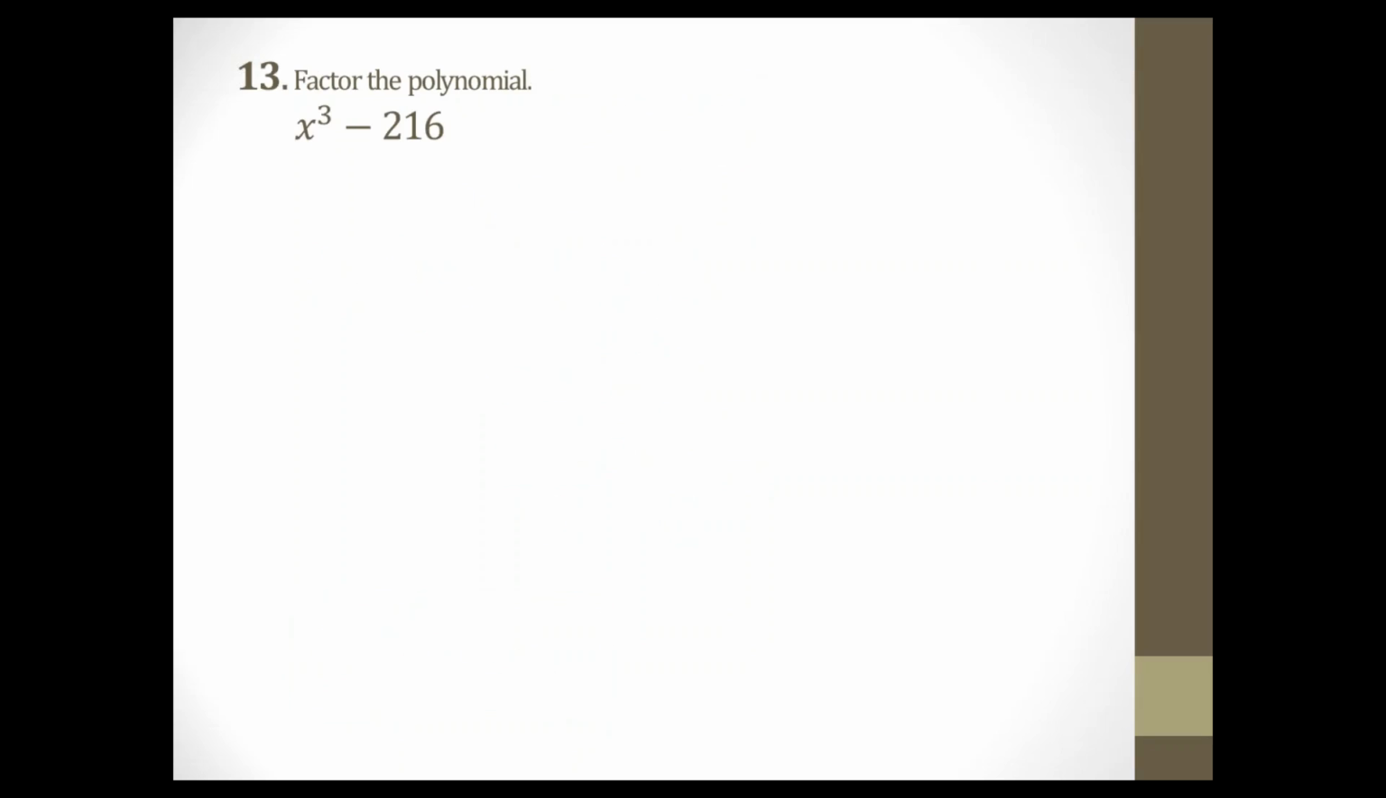Question number 13, this one says factor the polynomial. So there were a lot of different factoring methods, but in this particular problem, you should be realizing right off that we are dealing with the difference of perfect cubes, because this first term is a perfect cube and the 216 is a perfect cube, and then we have a minus sign.